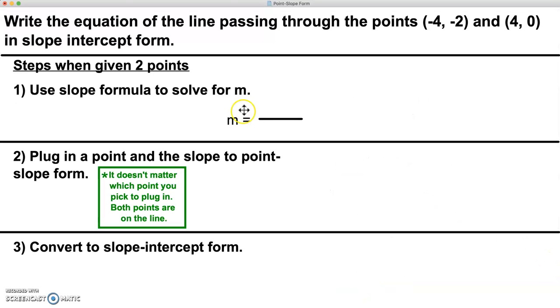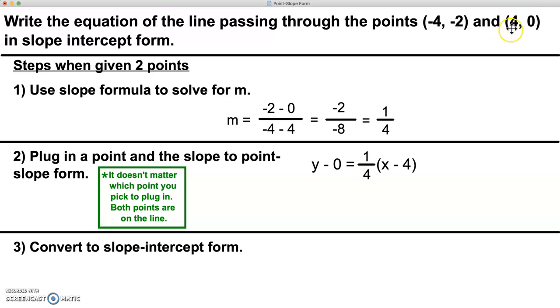Okay. When given 2 points, write the equation of the line passing through the points negative 4, negative 2, and 4, 0 in slope-intercept form. Step 1 is to find the slope, y2 minus y1 over x2 minus x1, and we get a slope of positive 1/4. We need to plug in one of the points and the slope to point-slope form. Remember, it doesn't matter which point you use to substitute. Both points are on the line.